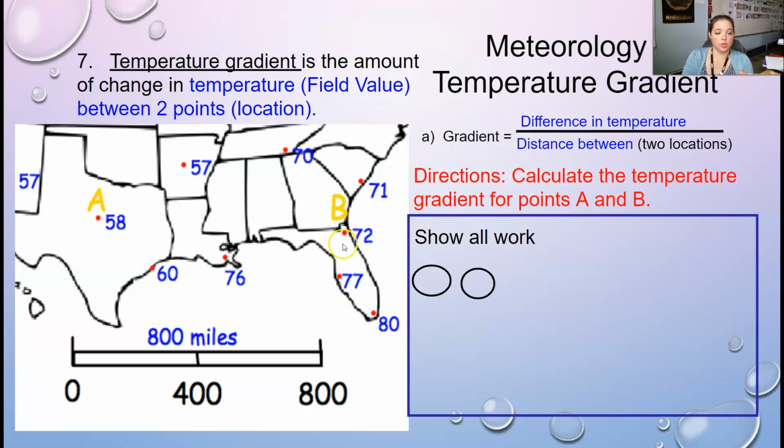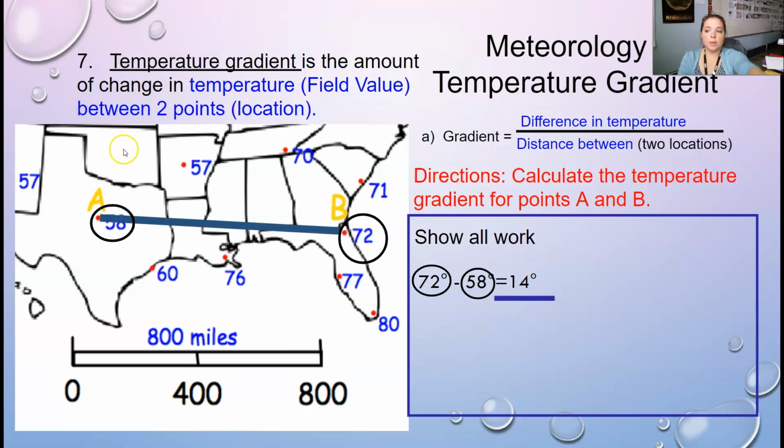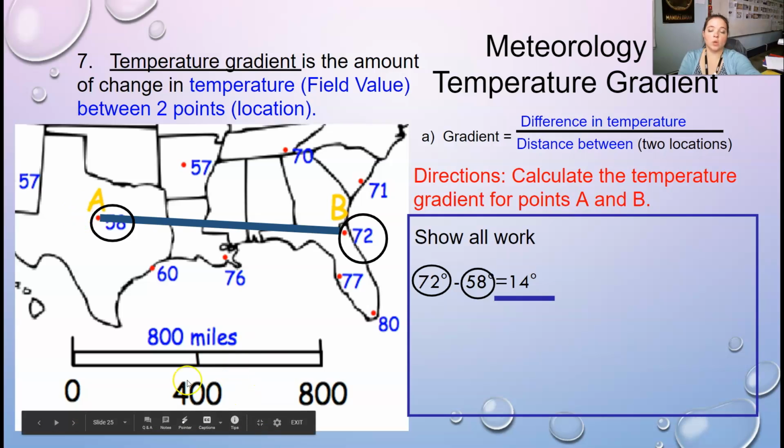Let's look at the temperatures. So I've got 58 and 72. So what I'm going to do is subtract them right off the bat. And I get 14 degrees. Now I've got to get the location. So I'm going to take a flat edge or something, and I'm going to put it up to A and B, and I'm going to mark it. And then I'm going to take that mark, and I'm going to go down to the scale, and I'm going to find that it's about 800 miles. I'm going to put that 800 miles there.